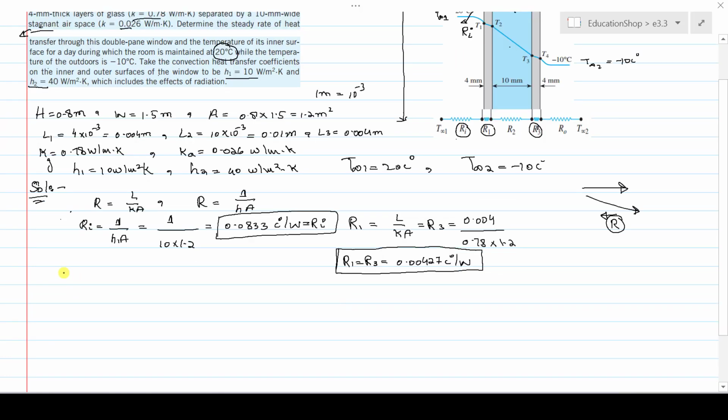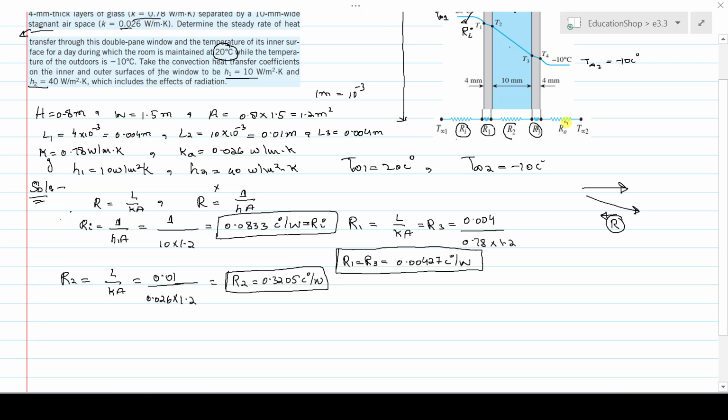This is to find the resistance R2. The R2 resistance is also L divided by kA. What is L? That is the thickness, that is 10 mm, so 0.01 meter, divided by k. The value of k for air is 0.026 and the area is 1.2. Solve this on calculators. You will get the R2 value, and it is 0.3205 centigrade per watt.